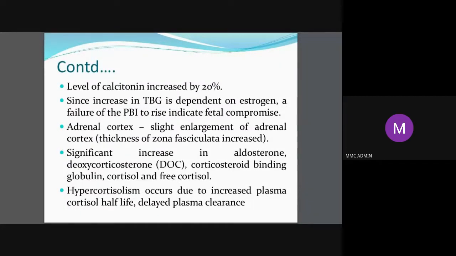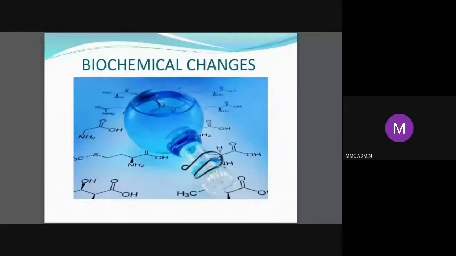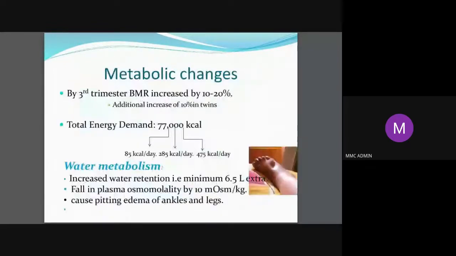Okay, next. So this is just showing you in a nutshell what all happens to various organs. And I think here the thyroid is the most important one. Other things, well, okay. Next. Okay, so here comes finally the metabolic.